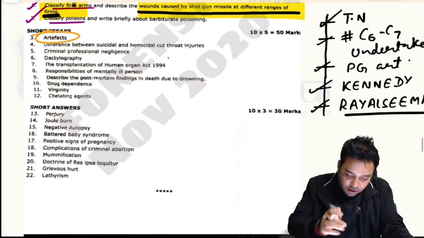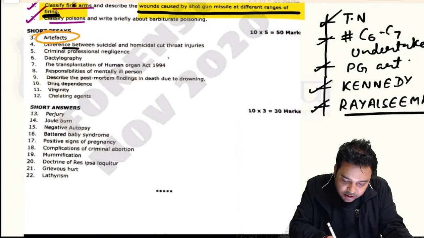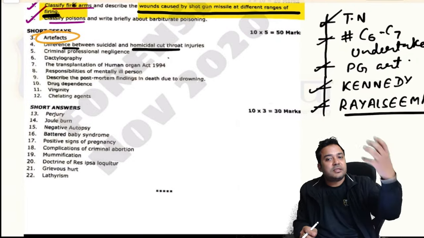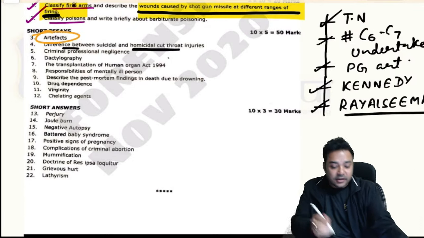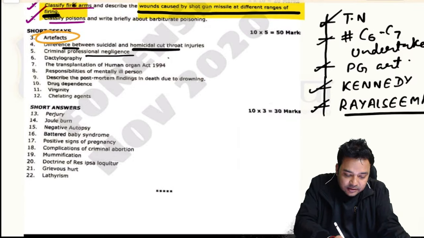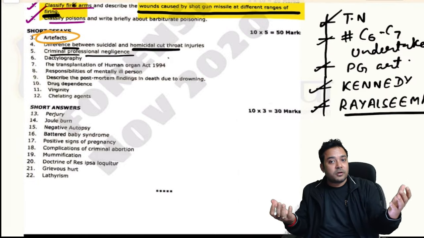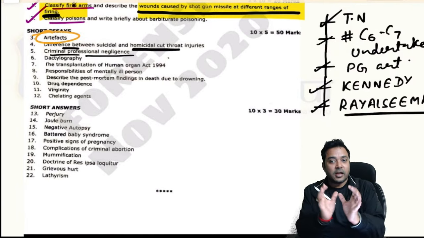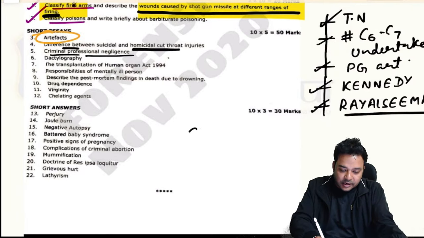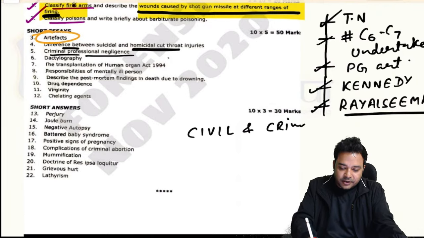Okay. Now come to differences between suicidal and homicidal cutthroat injuries. These differences are given in each and every textbook. So usme to detail mein jana hi nahi. Criminal negligence. Ye topic to bahut important hai for we doctors. So we have covered the flow charts and the tabular differences of civil and criminal negligence. So civil and criminal negligence is a very important topic. Ye to aapko padhna hi hai.